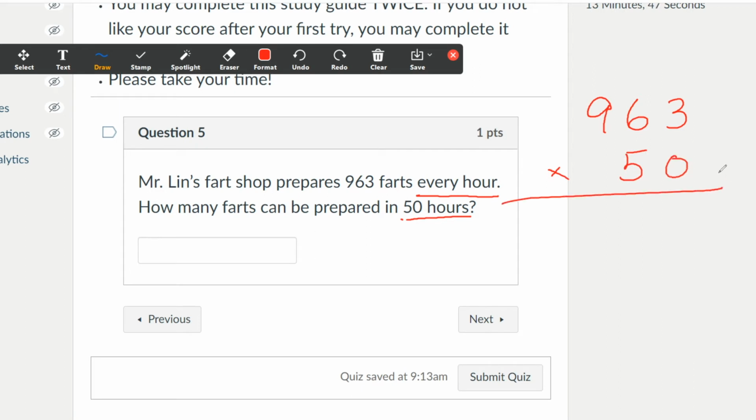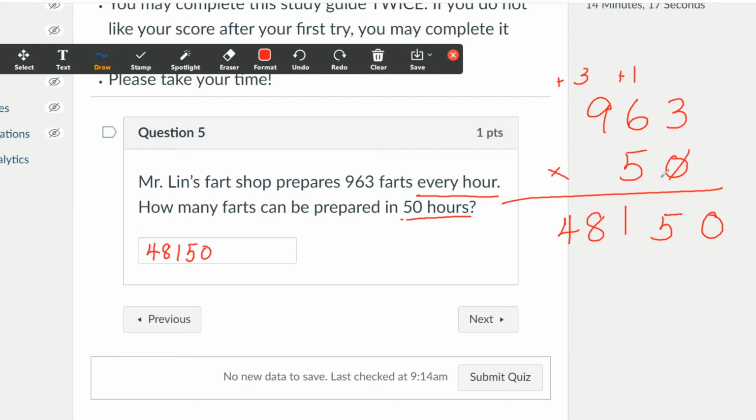Now there's a nice trick here. If we see that this number right here has a 0, we can actually get rid of that 0 and just put it right there and get ready to just multiply 963 times 5. So 5 times 3 is 15, regroup the 1. 5 times 6 is 30, plus 1 more is 31. And then 5 times 9 is 45, plus 3 more is 48. So Mr. Lin's fart shop prepares 48,150 farts in 50 hours.